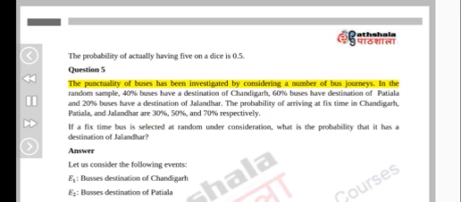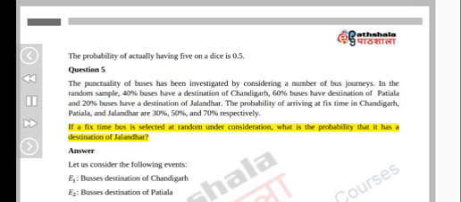Question 5. The punctuality of buses has been investigated by considering a number of bus journeys. In the random sample, 40% of buses have a destination of Chandigarh, 60% have a destination of Patiala, and 20% have a destination of Jalandhar. The probabilities of arriving at the fixed time in Chandigarh, Patiala, and Jalandhar are 30%, 50%, and 70% respectively.